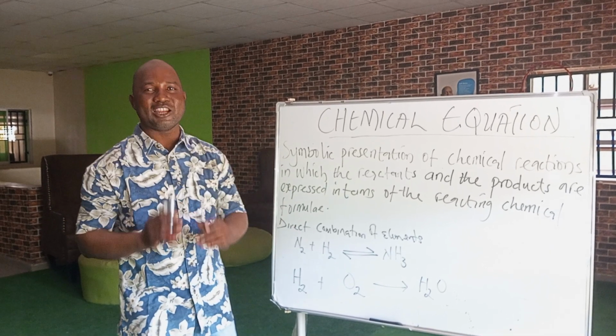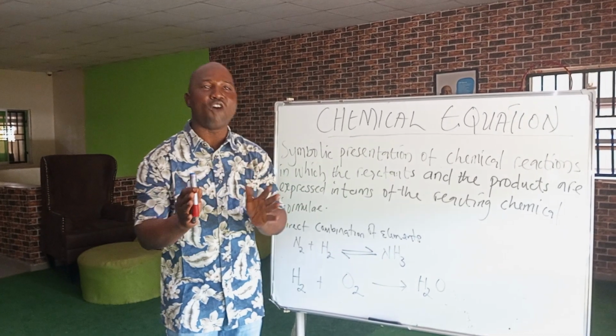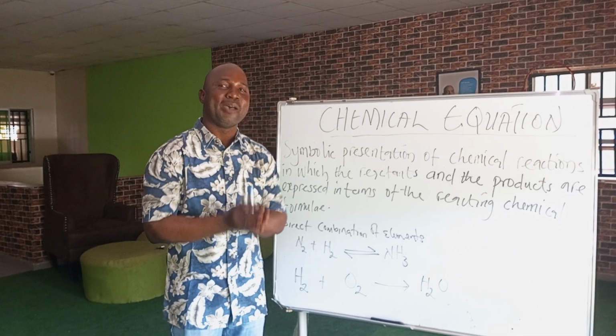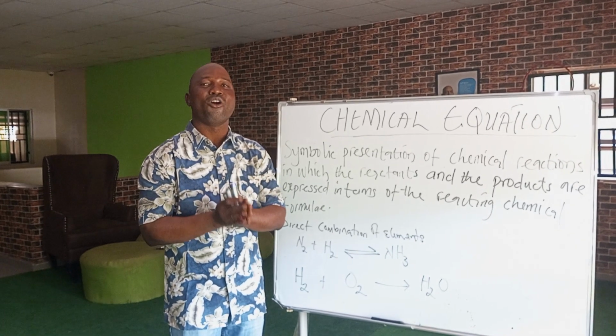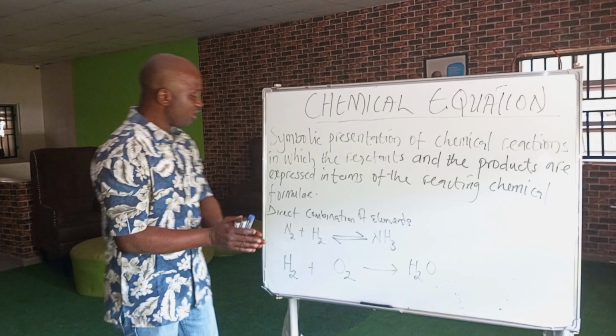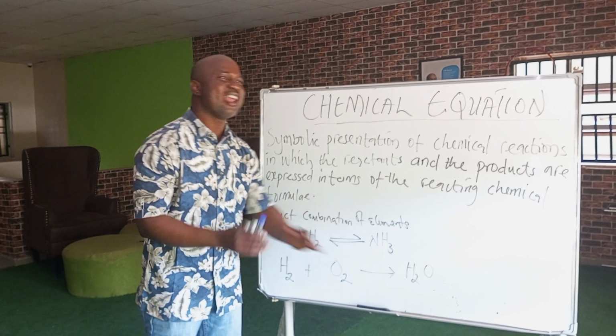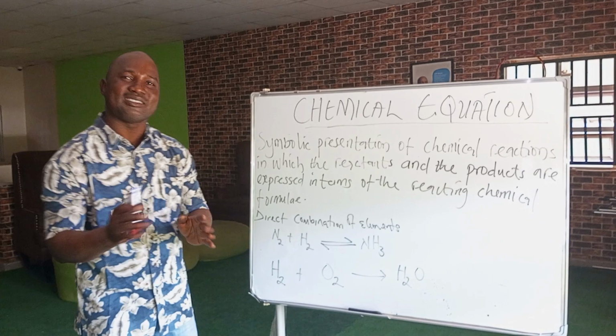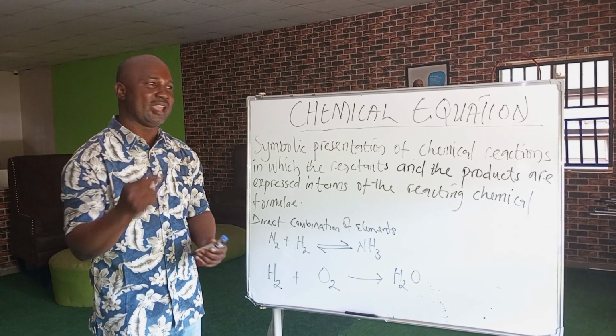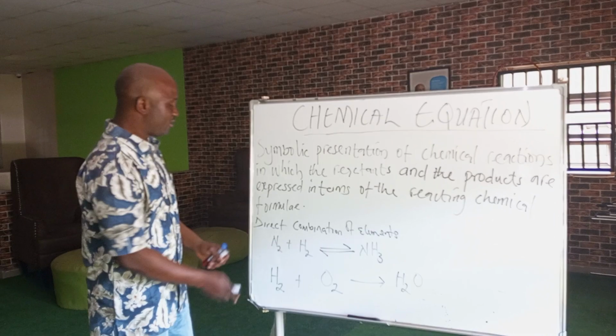Now, to balance a chemical equation, you must understand the law of conservation of mass, which says matter can neither be created nor destroyed. It means that what is on the right hand side must be equal to what is on the left hand side. Now, there are no strict rules in balancing a chemical equation, but just follow me and get the tips. Let's start by balancing nitrogen.